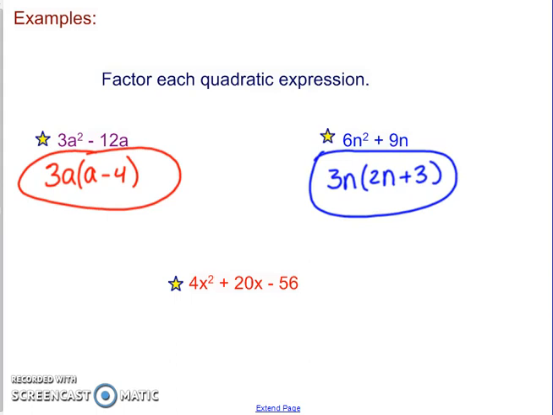And the last one, if we look for a GCF, we want to see what all 3 of them have in common. So they all can be divided by 4, but they all don't have an x attached to them. So I can't take out an x. I can only take out the 4. So if I take out a 4, I'm left with an x squared plus 5x minus 14. So for right now, we're going to leave that as our answer.